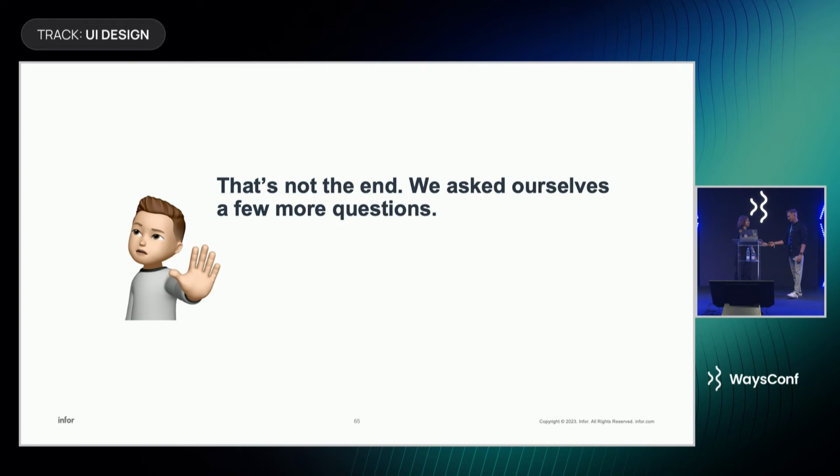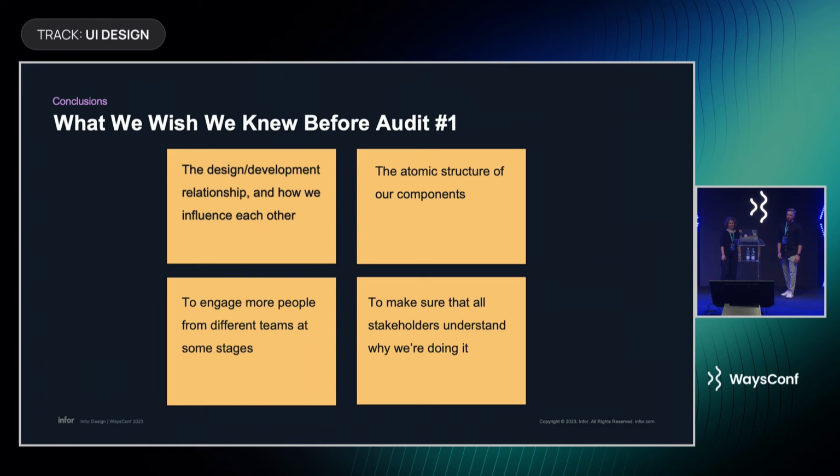But not the end. You can never have enough feedback, so we asked ourselves 3 more questions. And the first question was, what do we wish we knew before the first audit? We could explore how each side, I mean design and development, influence and collaborate with the other. And we could understand better the atomic structure of some components in our library, because it's also important for library structure and components. And we could try to engage more people from different teams at some stages in our work. And we could make sure that all stakeholders understand why we are doing it.